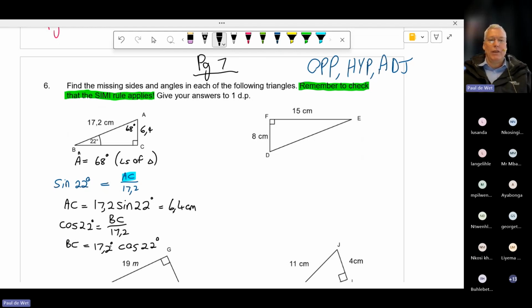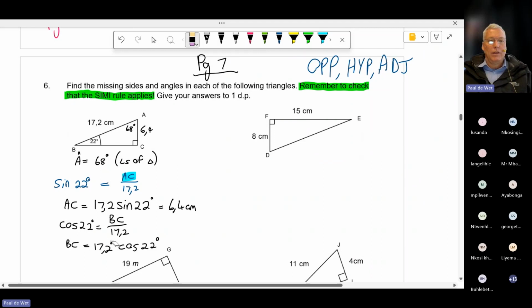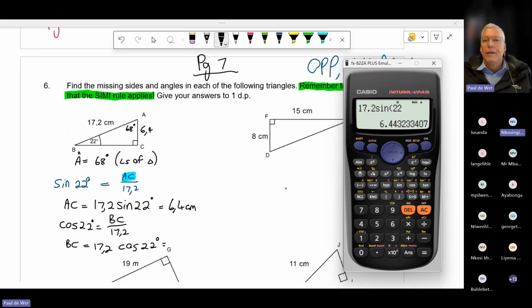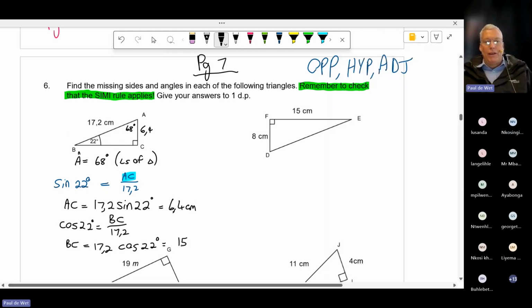So this time I'm going 17,2 times cos of 22. Sorry, not 17,2 degrees. So this is not degrees. This comes to 17,2 times the cos of 22, and I get 15,9. It's 15,95, but we're just going to one decimal place, 15,9.